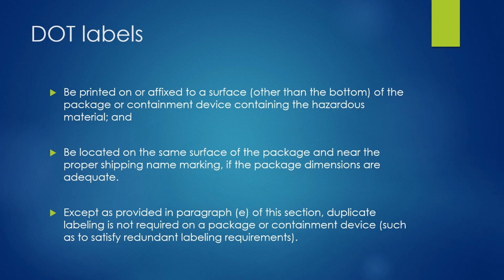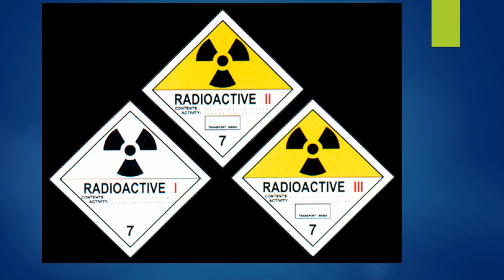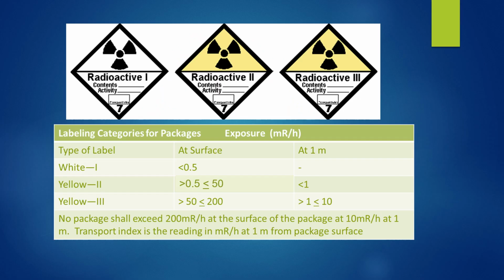The DOT labels must be printed on or affixed to the surface of the package. They need to be located on the same surface of the package or near the proper shipping name marking if the package dimensions are adequate. And except as provided in that section, duplicate labeling is not required on a package or containment surface, such as to satisfy redundant labeling requirements. You'll notice that the packages that we get from the pharmacy do have labels on both sides. And again, there's what our labels look like.